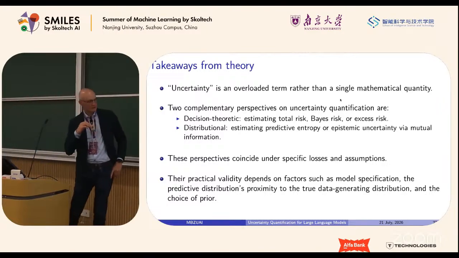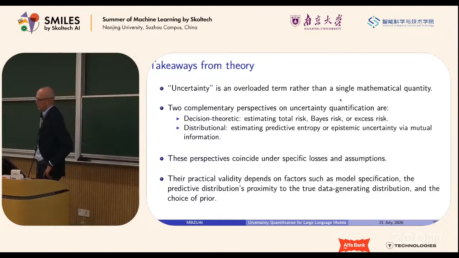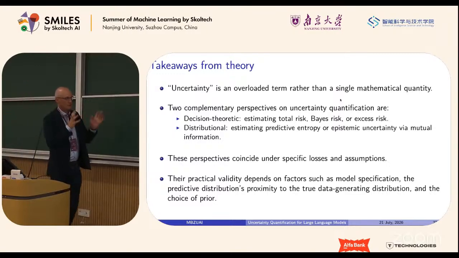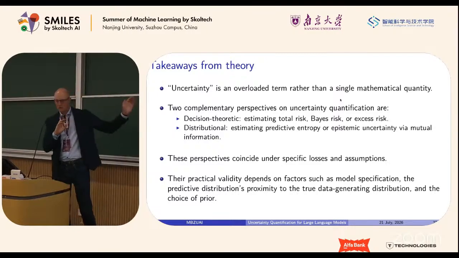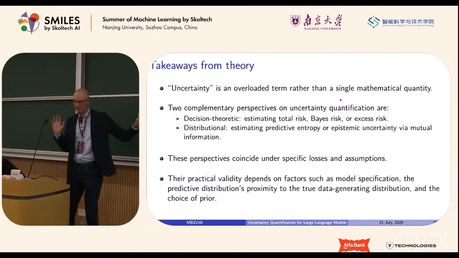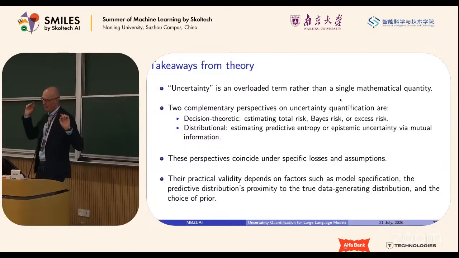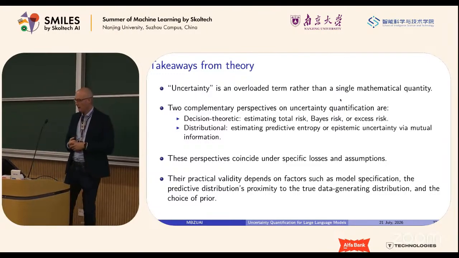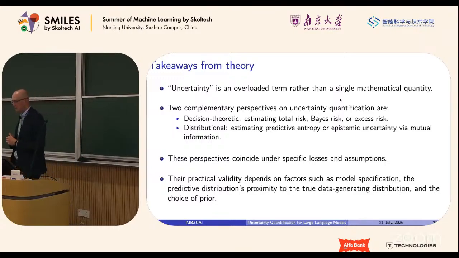Right, so, intermediate takeaways from the theoretical part. First of all, uncertainty is quite an overloaded term. Rather than a single mathematical quantity, I tried to give you two perspectives on uncertainty. We are trying to find a good approximation for our total risk, or maybe Bayesian risk, depending on what task you're solving. From the second perspective, it's the entropy of the predictive posterior.